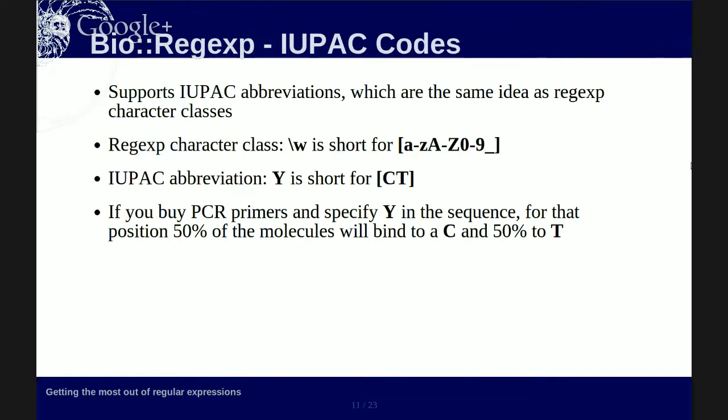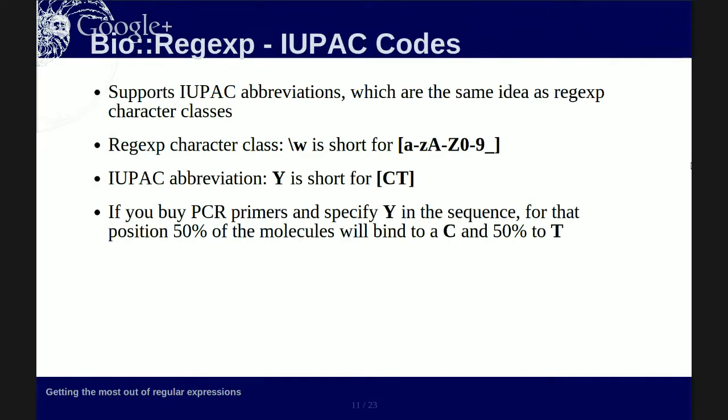Another feature of bioregex is the IUPAC codes. They're kind of like character classes, actually. As you probably know, there are 4 bases in DNA and RNA, except that RNA has uracil instead of thymine.